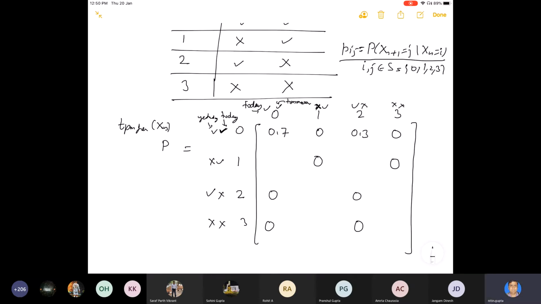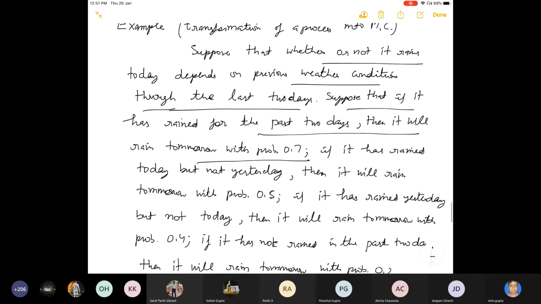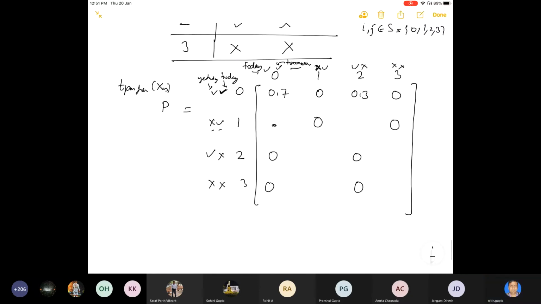In the same fashion, if it is raining tomorrow, find out this value. Today it is raining and yesterday it is not raining. If it has rained today but not yesterday, then it will rain tomorrow with probability 0.5. Similarly, because the sum in a row should be 1, this is 0.5. In the same fashion, this value is also given, 0.4, 0.6, and this is 0.2 and 0.8.